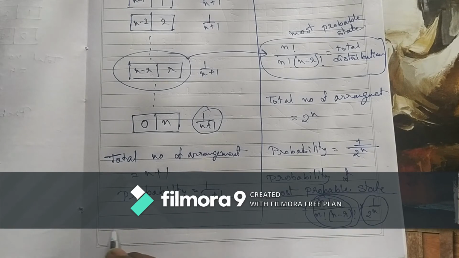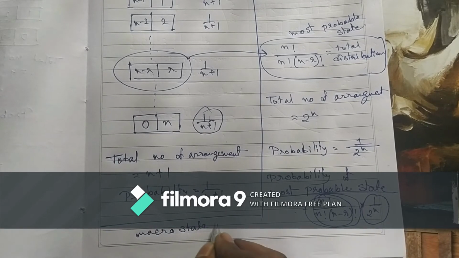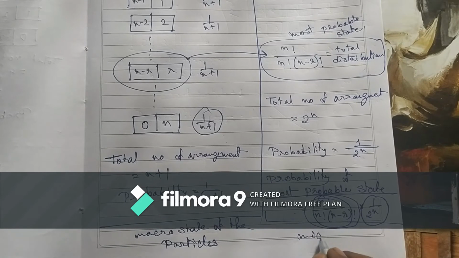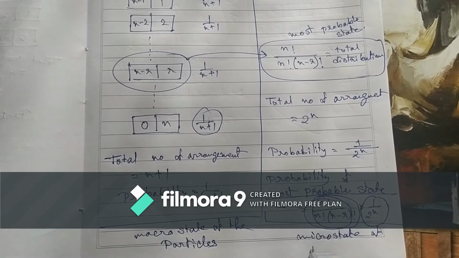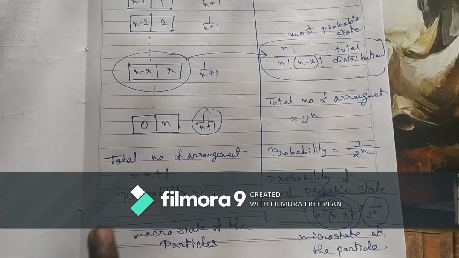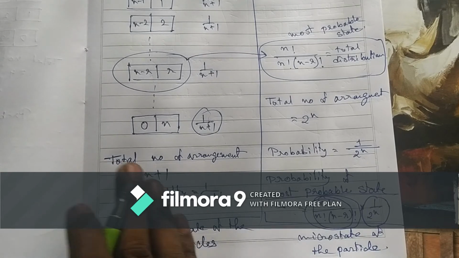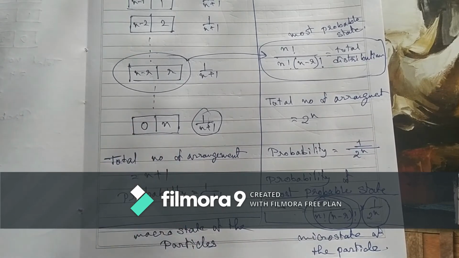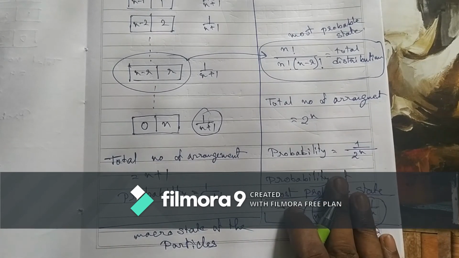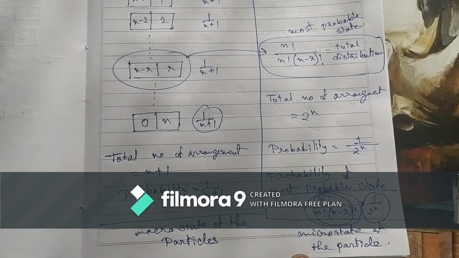So what is the difference? This one is called the macro state of the particles, and this one is called the micro state of the particles. Is it clear? In the indistinguishable case, you cannot distinguish or separate the particles by their characteristics. Such a distribution is known as a macro state distribution. And in the case where you can distinguish all the particles by their characteristics, such a state is known as a micro state distribution. Clear?